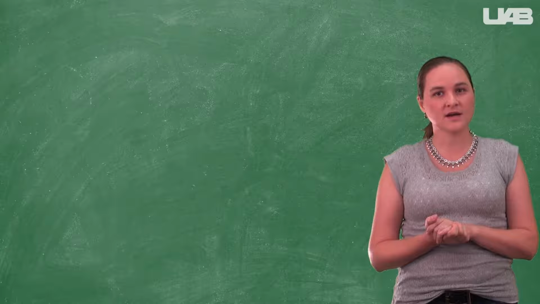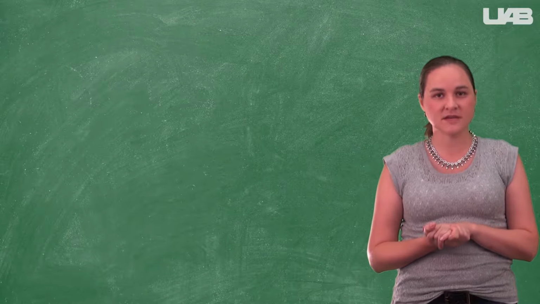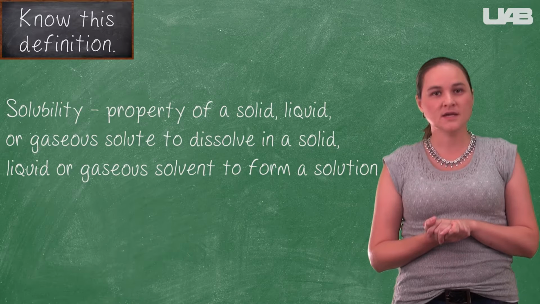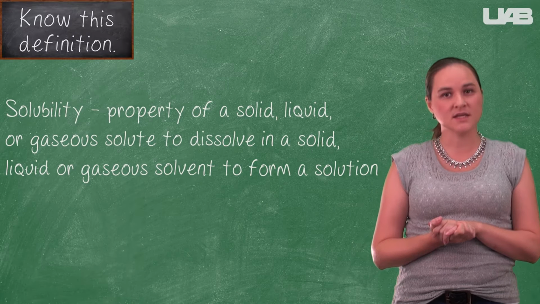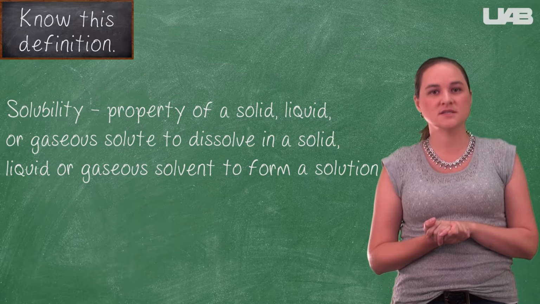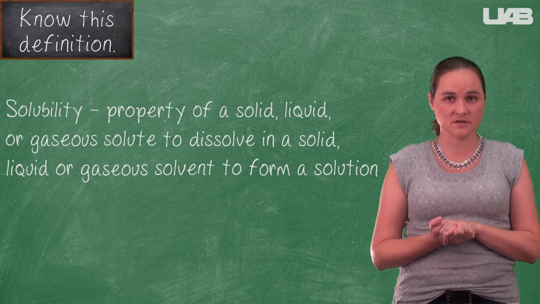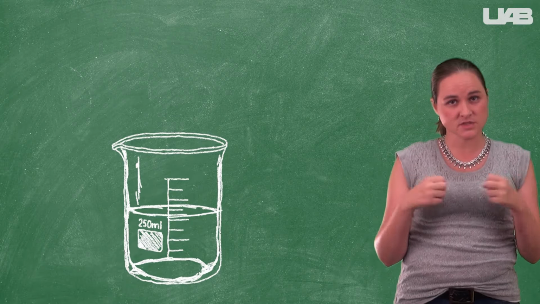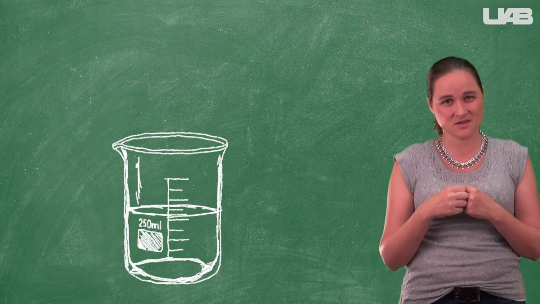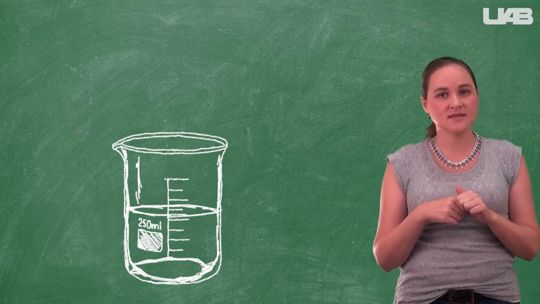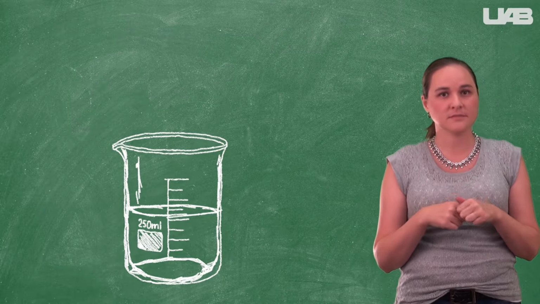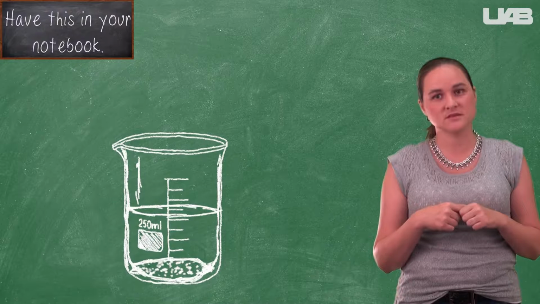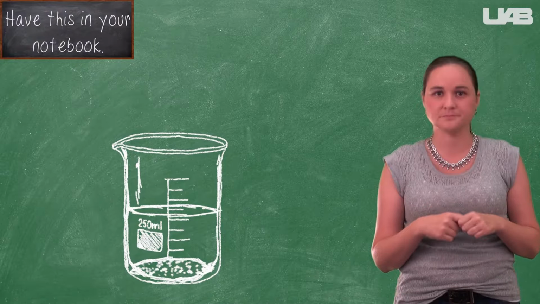Before we get too far into the actual background, let's start with some definitions. First, a simplified explanation is solubility. Solubility is the property of a solid, liquid, or gaseous solute to dissolve in a solid, liquid, or gaseous solvent to form a solution. If a solute disappears into a solvent, just meaning that you can't see the solute particles anymore, we say that the solute is soluble in the solvent. If you can see solid after sufficient stirring and heating, we say that the solute is insoluble in the solvent.